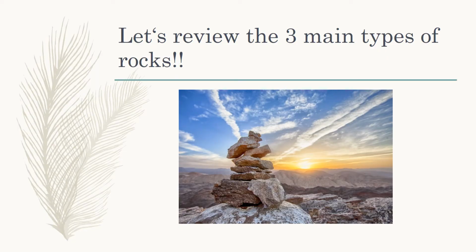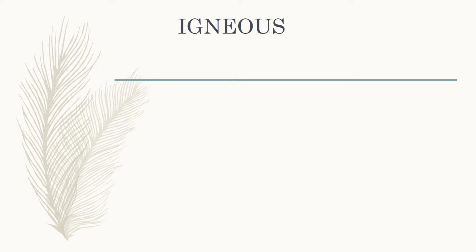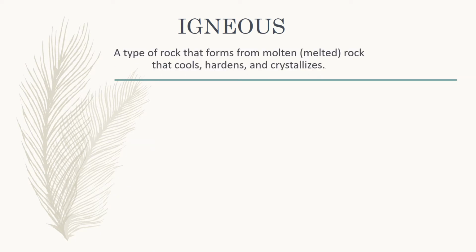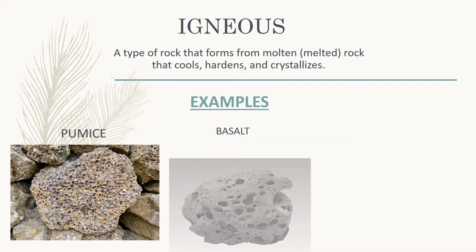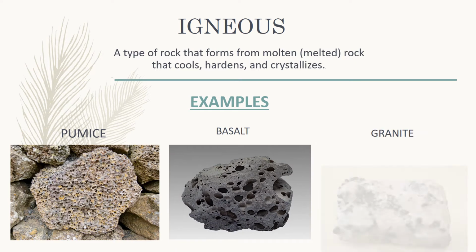First, let's review the three main types of rocks. Igneous is a type of rock that forms from molten or melted rock that cools, hardens, and then crystallizes. Some examples are pumice, basalt, and granite.